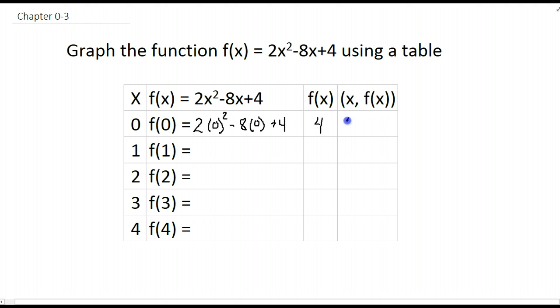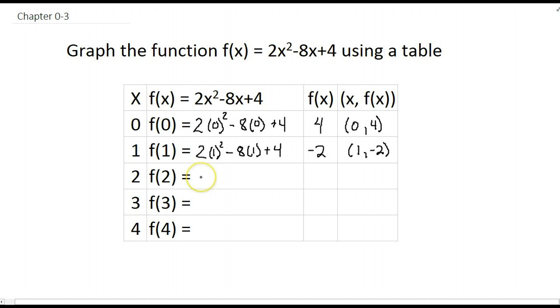So our ordered pair is open 0, comma 4 close. And so now we have our first ordered pair. And then the next value we chose was 1. So we put in a 1 for our x value. So f of 1 equals 2 times 1 squared minus 8 times 1 plus 4. And when we solve, we get an answer for our f of x of -2. So our ordered pair is open 1, comma -2 close.